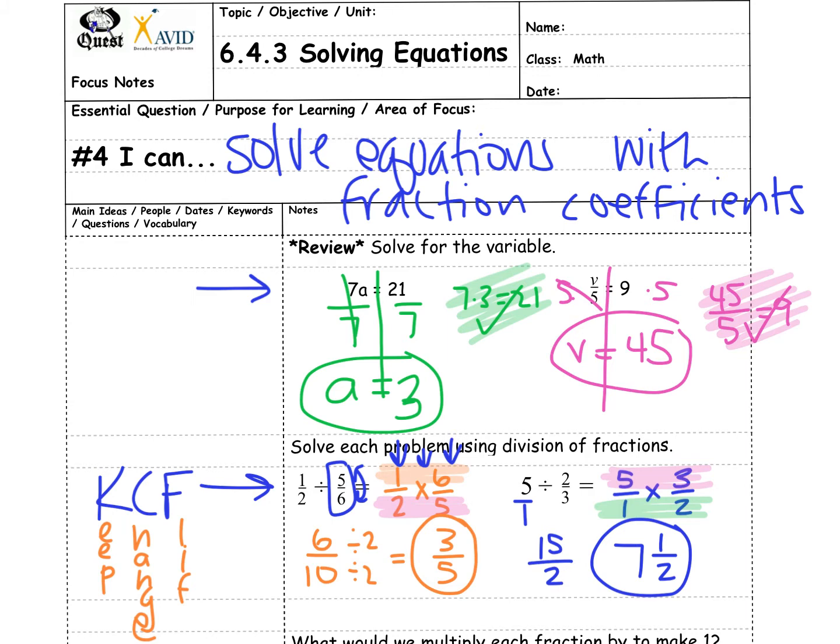And the last one, 5 divided by 2/3. I looked at this, and the first thing I noticed was 5 was not in a fraction, so I put it over 1 to make it a fraction, and then I did the keep, change, flip process. When I multiplied straight across, I got 15/2. Can't reduce, but I can turn it back into a mixed number, 7 wholes, and then there's 1/2 left over, so 7 1/2.